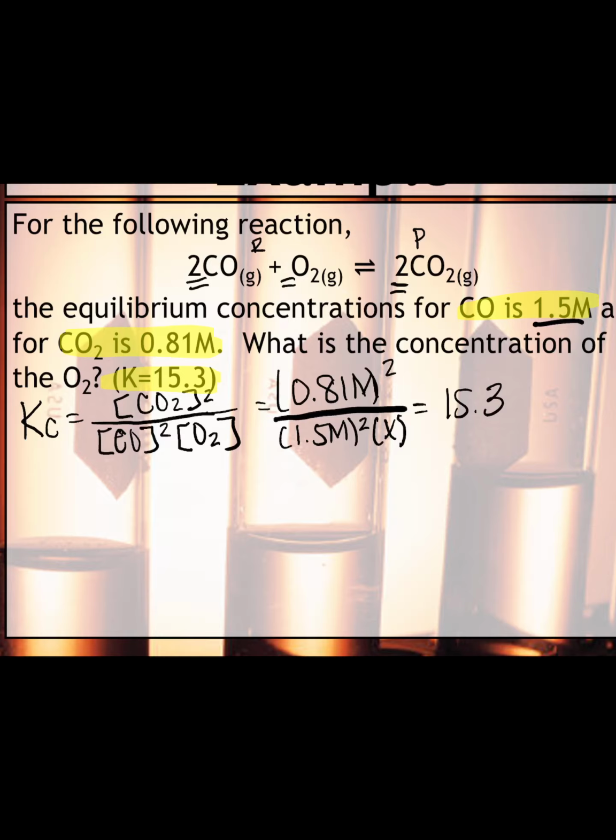All right, so let's go ahead and start solving this. My first step is to get rid of those squares, those exponents. So 0.81 squared is equal to 0.6561 divided by 1.5 squared, which is 2.25 times X is equal to 15.3.